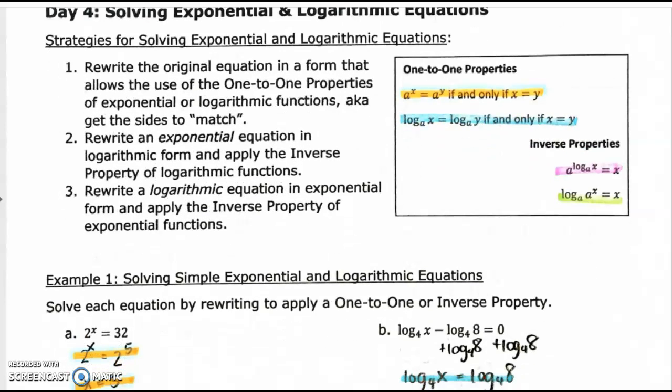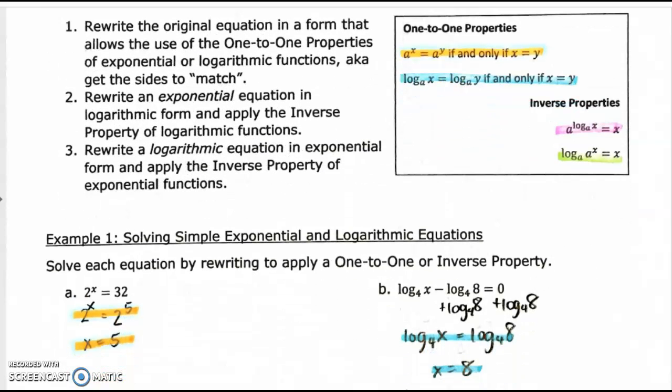So let's take a look here. I've tried to color code this so that you can see which property I'm applying. We have a very simple exponential equation, 2 to the x equals 32. They're asking us, what would we raise 2 to the power of to equal 32? We can see it easily if we write 32 as a power with a base of 2. 32 is 2 to the 5th power, and if our bases match, we call that a one-to-one property. Then obviously the exponents need to match as well.